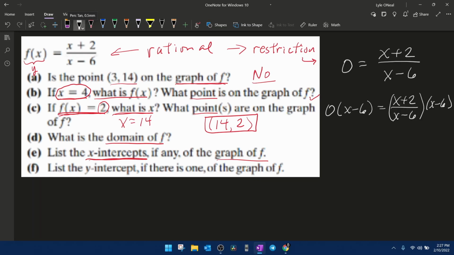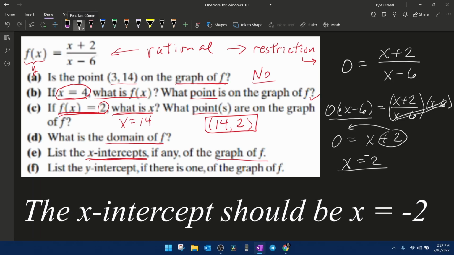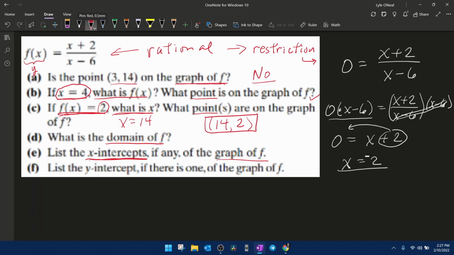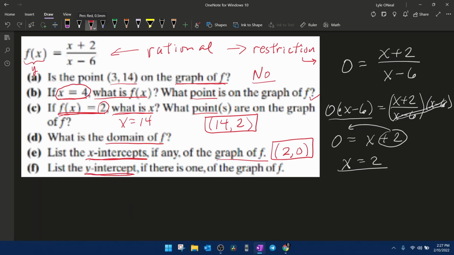Okay, so if I show that, the left-hand side is super easy because 0 times anything is just 0. On the right, well, I guess this is super easy too because the denominators cancel, leaving me x plus 2. And then one more step and I'm done here. x equals 2. That would be the x-coordinate of the x-intercept. So if we were to write that as an ordered pair, the x-intercept would be 2, 0, and there is only one of those.